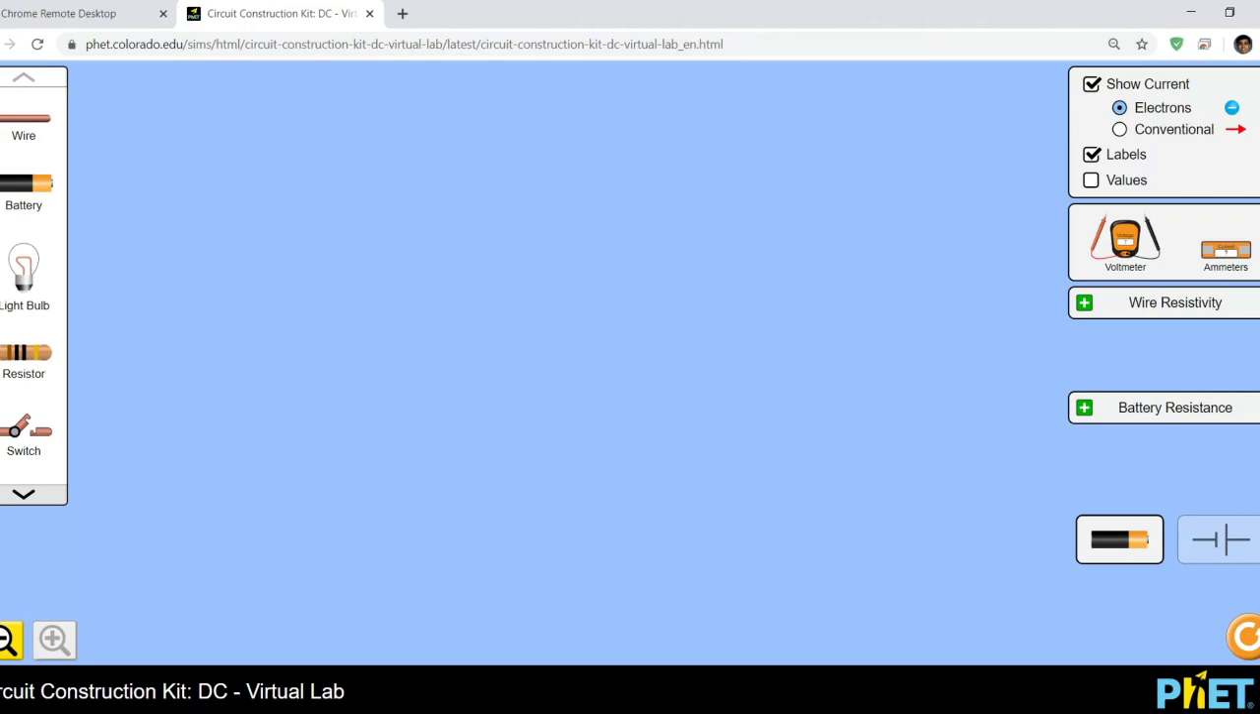First, I need a power source, because without a power source, nothing will be moving. So here's our battery, and we can even rotate it and orient it whichever way we want. So let's put it this way. If you click on it, you can actually change the values. So apparently it's a 9-volt battery. We'll keep it there.